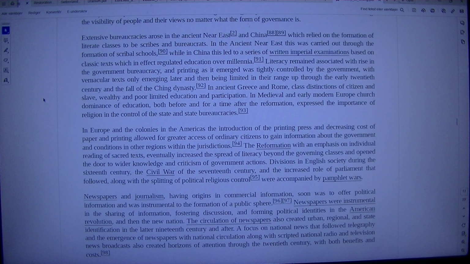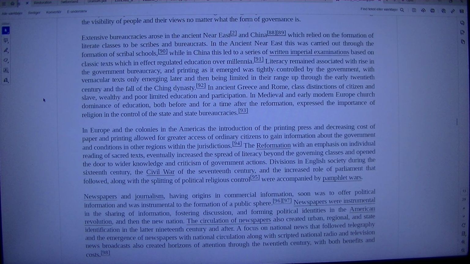91. Literacy remained associated with rise in government bureaucracy, and printing as it emerged was tightly controlled by the government, with vernacular texts only emerging later and then being limited in their range up through the early 20th century and the fall of the Qing dynasty. 92. In ancient Greece and Rome, class distinctions of citizen and slave, wealthy and poor limited education and participation. In medieval and early modern Europe, church dominance of education, both before and for a time after the Reformation, expressed the importance of religion in the control of the state and state bureaucracies.